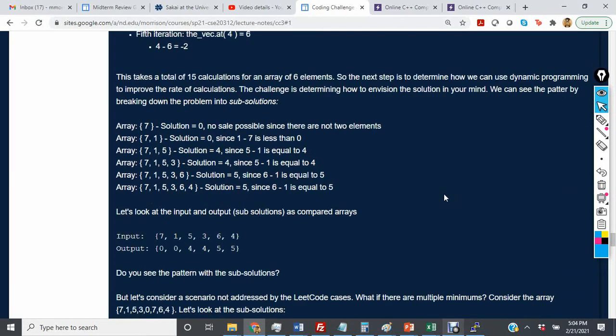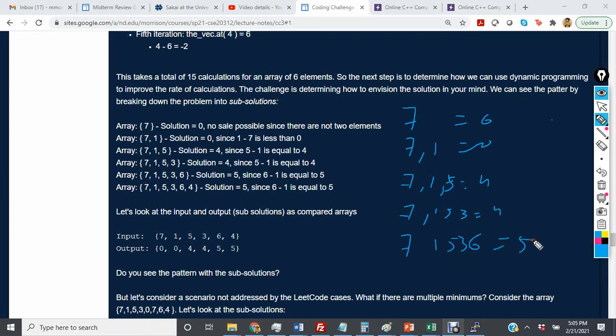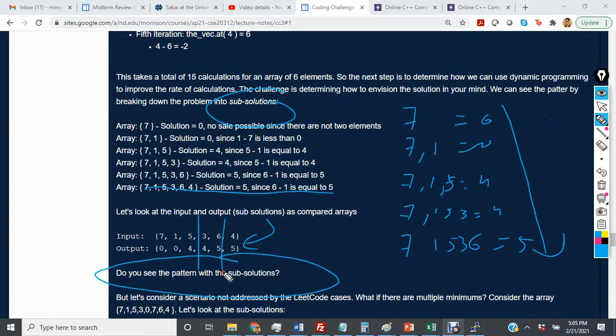What I said next is we should break this down into subsolutions. If I say 7, the profit is 0, since there's no second day to sell. 7 and 1 should also be 0 because I can't make a profit. 7, 1, and 5, I can make a profit of 4. 7, 1, 5, and 3 is a profit of 4. 7, 1, 5, 3, and 6 is a profit of 5. And this last one is also a profit of 5. So do you see the pattern with the subsolutions? It's always increasing.